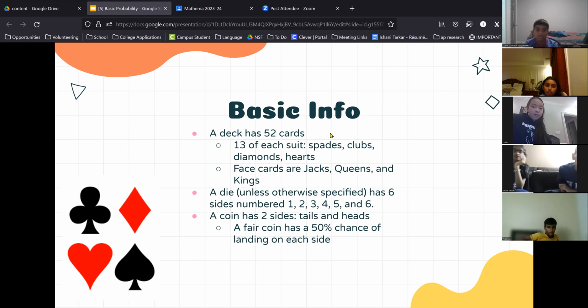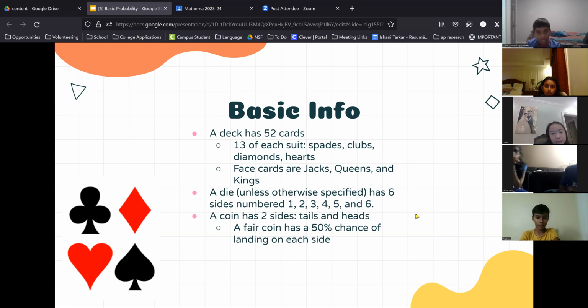and there are 4 suits: spades, clubs, diamonds, and hearts. And each of these 4 suits has 13 cards, right? The 13 cards are ace, 2, 3, 4, 5, 6, 7, 8, 9, 10, and then jack, queen, and king, which is 13 for each suit. And that's what we need to know about a deck of cards.